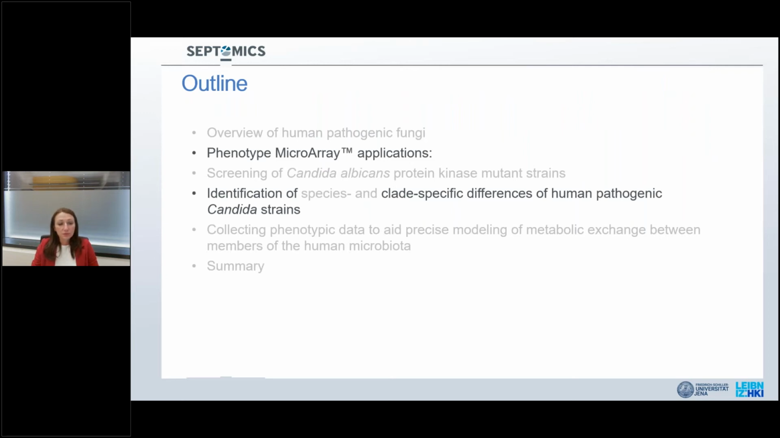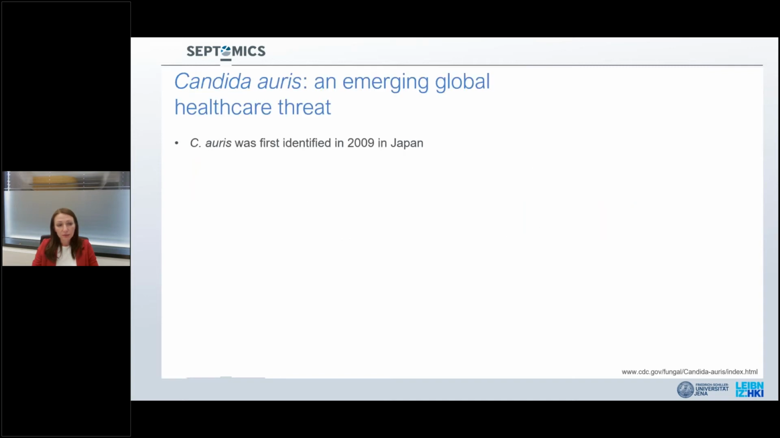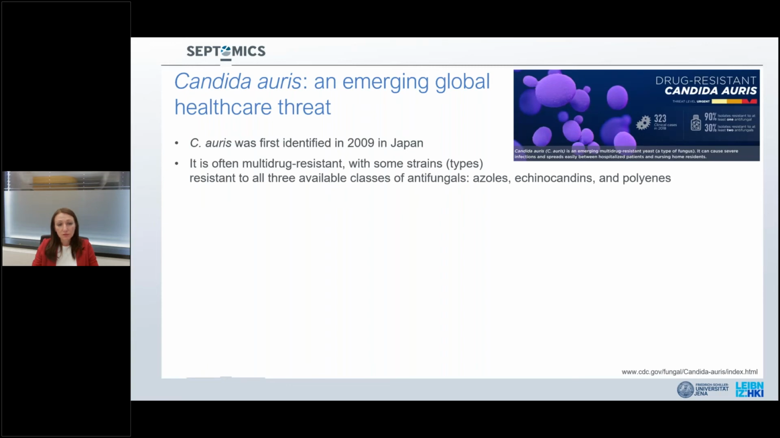So next, I'm going to show you how we used these phenotypic microarrays to look for clade-specific differences in human pathogenic Candida strains. I already introduced Candida auris. Candida auris is an emerging global healthcare threat that was first identified in 2009 in Japan. And because it's often multi-drug resistant, and in some strains or types, it's resistant to all three classes of antifungals, such as azoles, echinocandins, and polyenes.